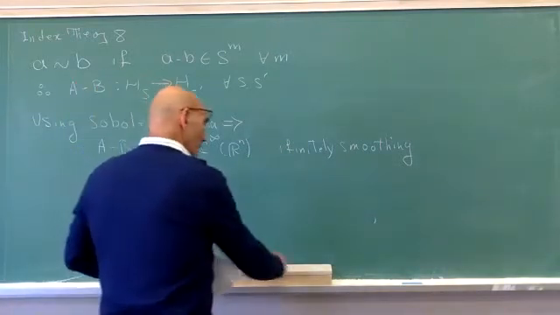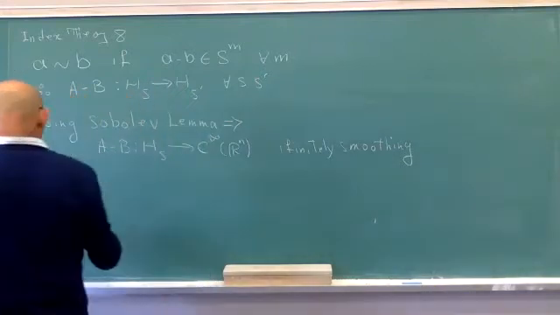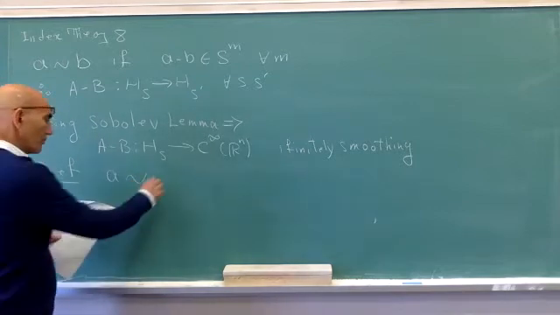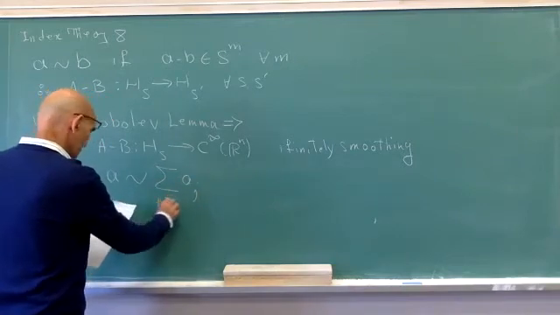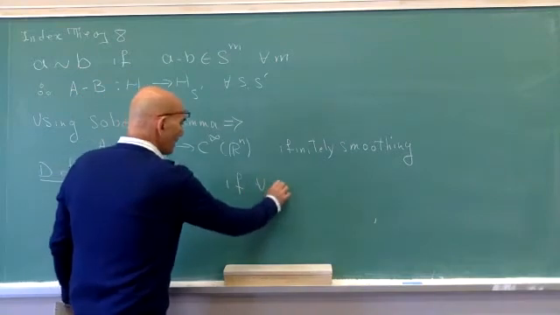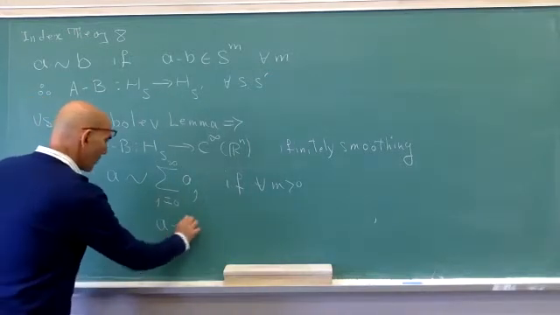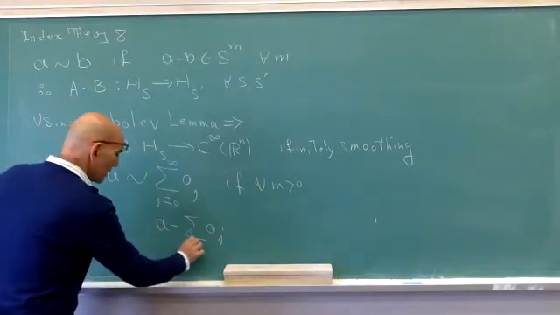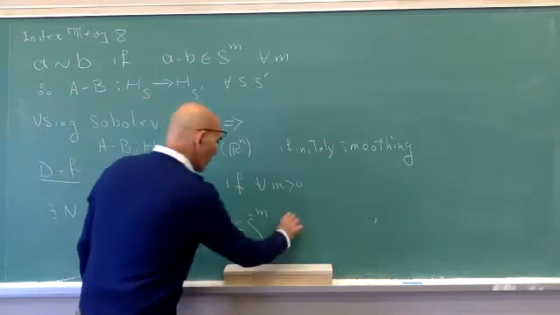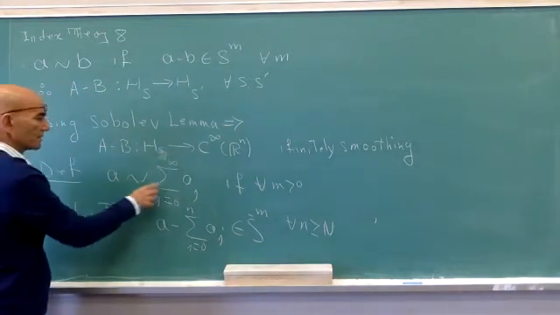All right, so now we just say, definition: a symbol A is equivalent to an infinite sum, sum of a_j, j from 0 to infinity, if for any m positive there exists n such that A minus the sum of a_j, j from 0 up to n, belongs to S minus m for all n bigger than or equal to that. So the whole point of this definition is to make sense of this notation.